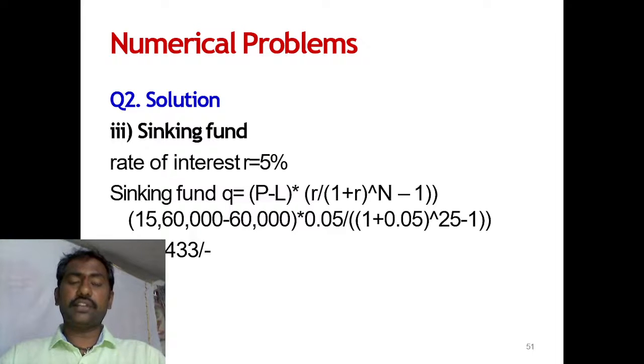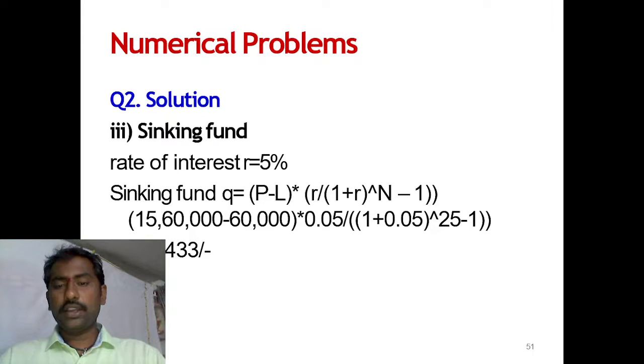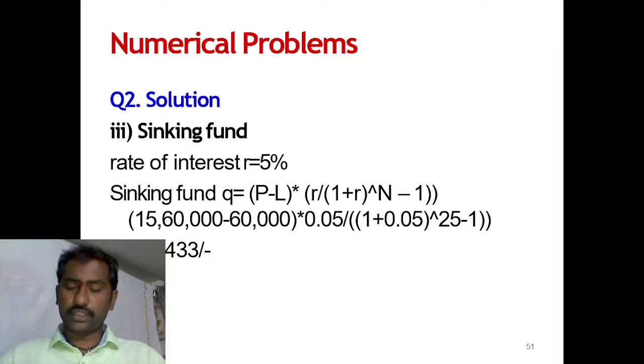For the sinking fund method also we have the formulas. But in the sinking fund method, every year we have the interest. So we have to take that interest also. So that interest is nothing but here 5%. So sinking fund Q is equal to (P minus S) into R by (1 plus R) whole to the power of n minus 1. Here also small n. The small n is nothing but the useful life of the equipment.